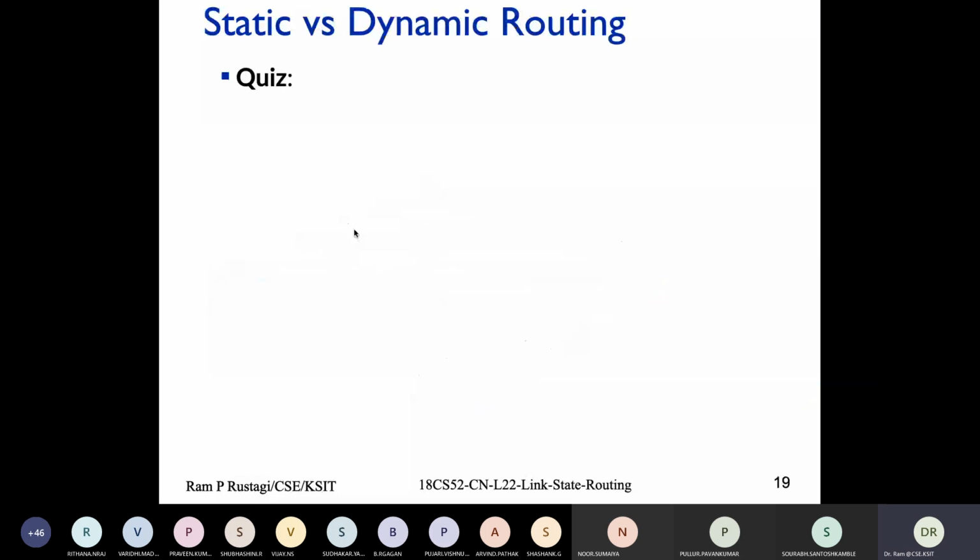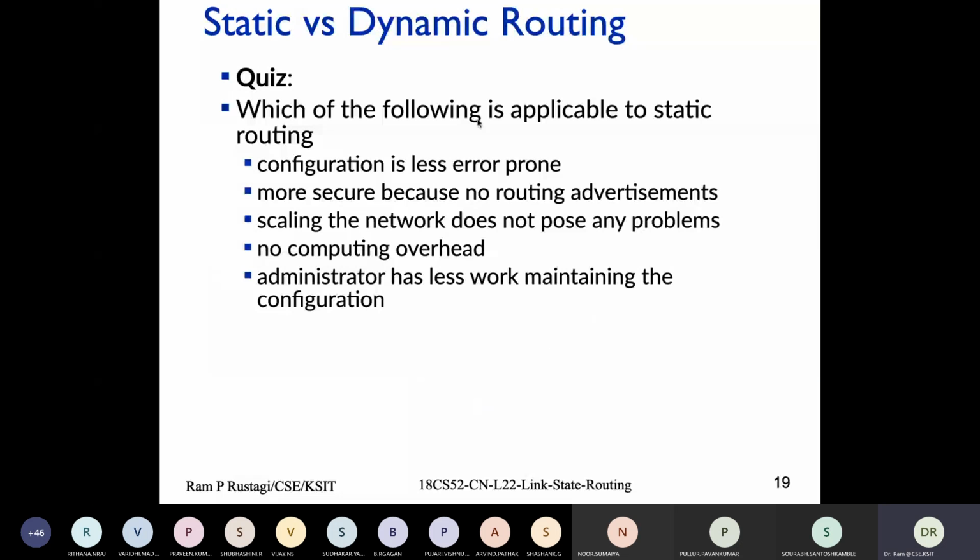A few quizzes: should I use static routing versus dynamic routing? If you use static routing, what is the benefit you will get? Because you use static routing, you are not doing any routing advertisement. That means nobody knows the topology. So chances of somebody attacking you would not be there. So you become more secure. And because you are not doing any computing, there's no computing overhead.